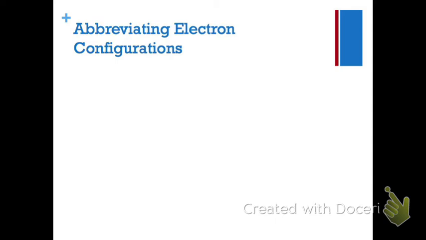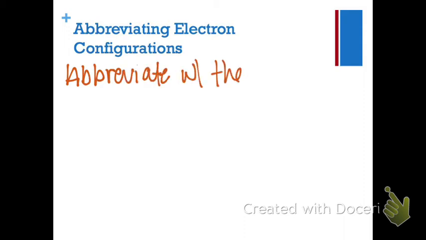Any questions about writing electron configurations? I want to go through noble gas, or abbreviating, configurations real quick. When we abbreviate electron configurations, we abbreviate with the noble gas ahead of it.